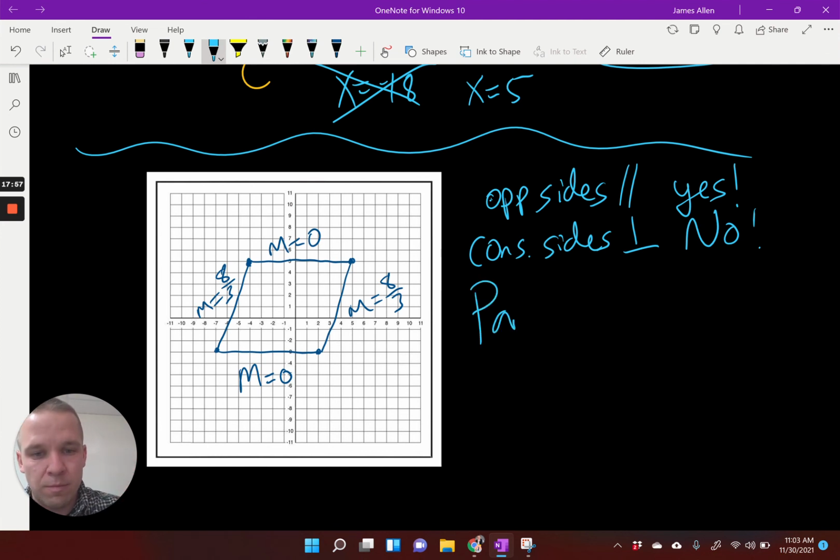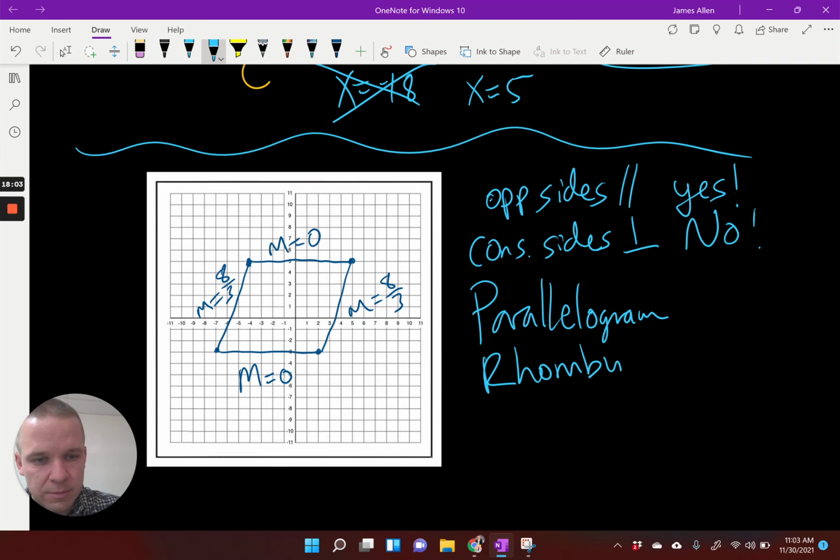We are in the parallelogram or rhombus. It's one of these two. Kite's out, trapezoid's out, isosceles trapezoid's out, and square and rectangle are out because there are no right angles. So how do I figure it out between those two? I'll look at both my diagonals. If they are perpendicular, it's a rhombus. If they are not perpendicular, then it's not a rhombus.